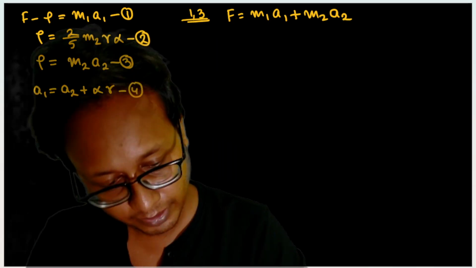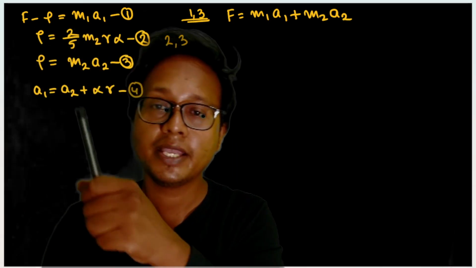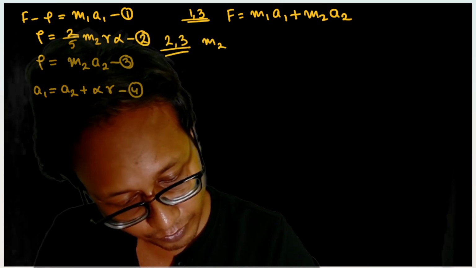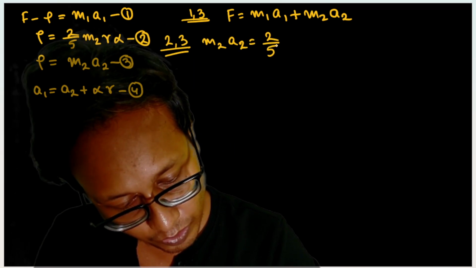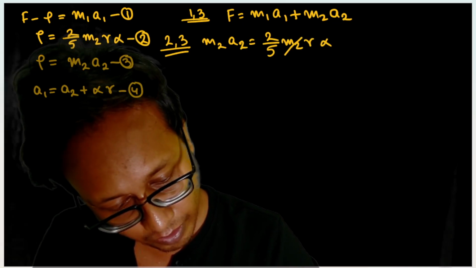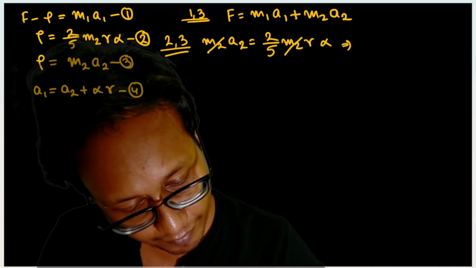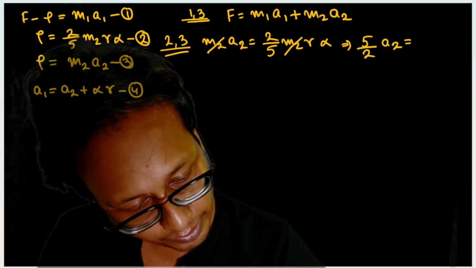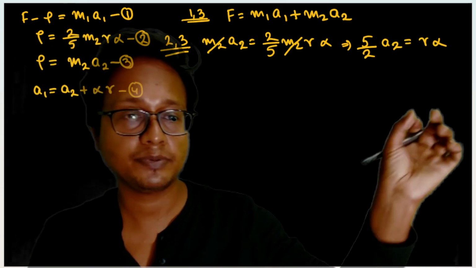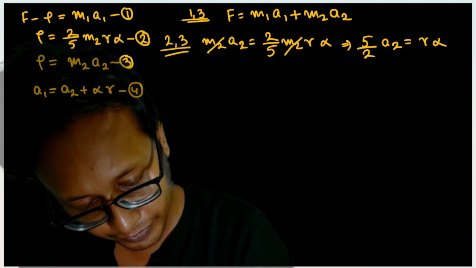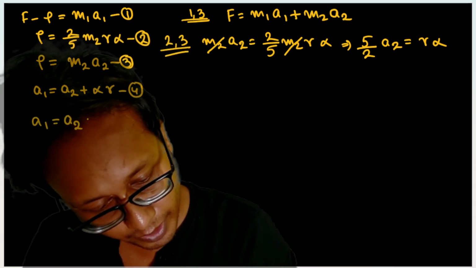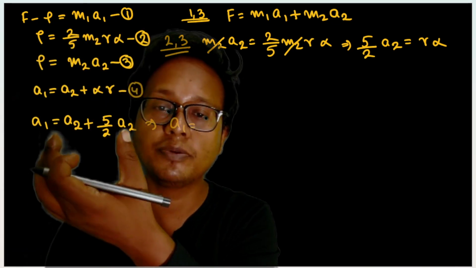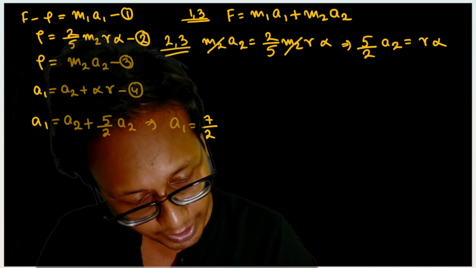From equations 2 and 3, can I say m2 a2 is equal to 2 by 5 m2 r alpha? Because both are friction force, no? m2 a2 is equal to 2 by 5 m2 r alpha, and m2 and m2 get cut. So r alpha is equal to 5 by 2 a2. Now if I substitute this value of r alpha, what do I get? a1 is equal to a2 plus 5 by 2 a2, which is nothing but 7 by 2 a2. So a1 is equal to 7 by 2 a2.